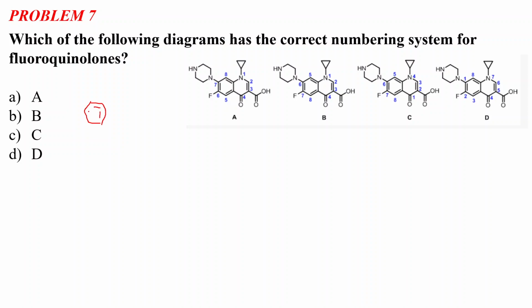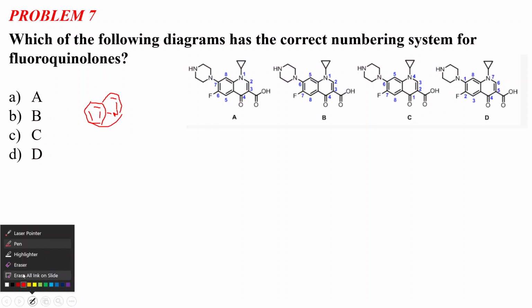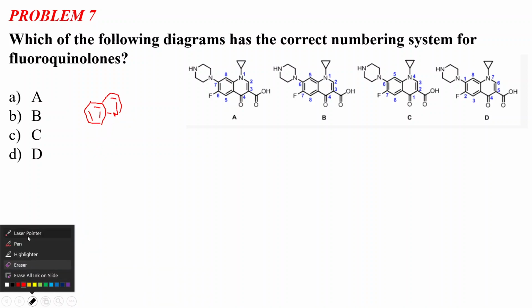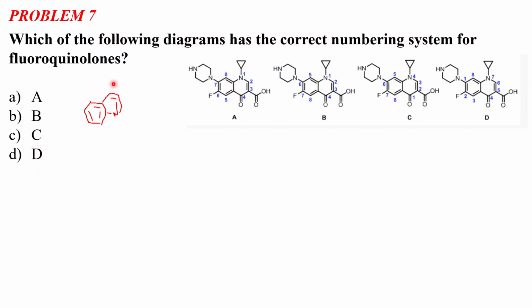We have this, and then we have a 6-member ring fused with it. We have a nitrogen here, and this is the structure of quinoline. It is known as quinolone because we have a ketone group present here, and since we have a fluorine, this is known as fluoroquinolone. So this is the overall structure of a fluoroquinolone, and you have to identify the correct numbering system, A, B, C or D.